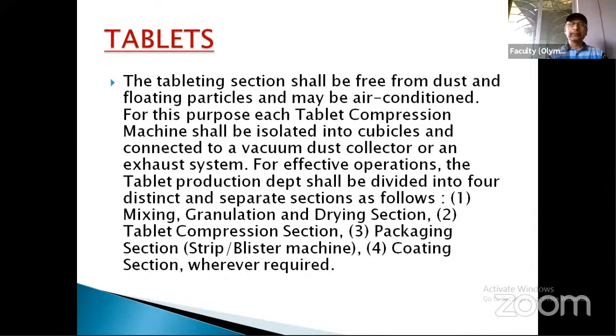As a whole, if you enter into a tablet manufacturing, tablet production department, you will see it has been divided broadly into 4 different sections. What are the 4 different sections?